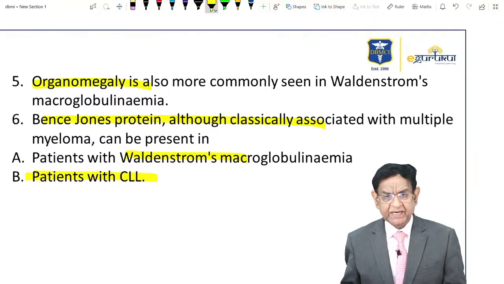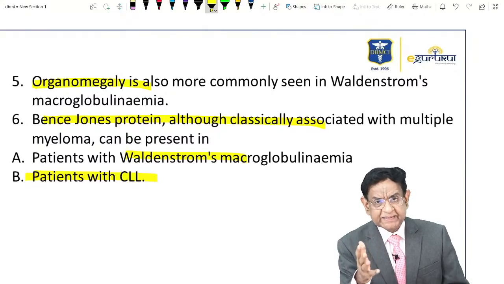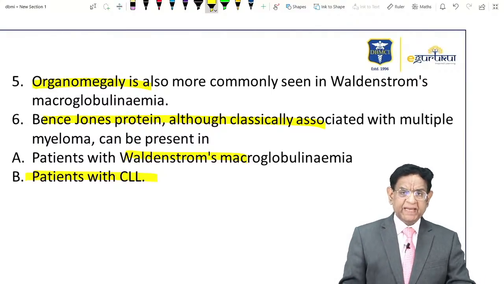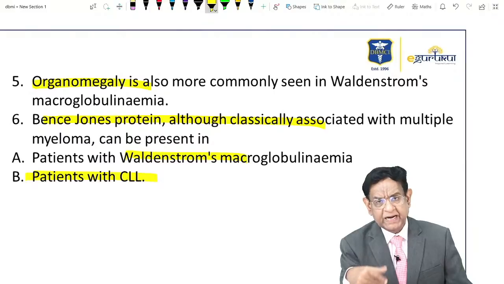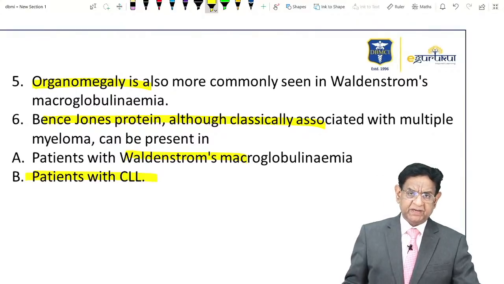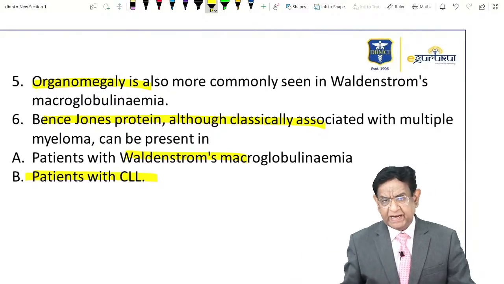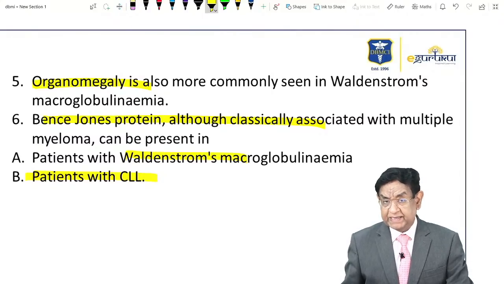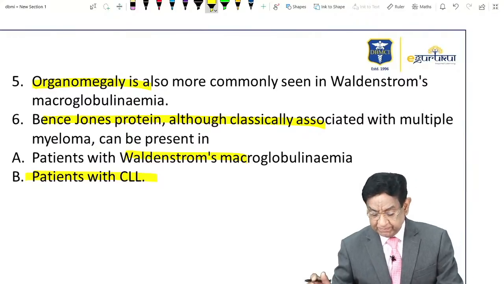So in a nutshell, a quick recap. In multiple myeloma, pain occurs where? Low backache or legs. In Waldenstrom, pain occurs where? Headache. In Waldenstrom, headache occurs due to what? Hyperviscosity syndrome. In multiple myeloma, bony pain occurs due to what reason? Lytic lesion. Bence Jones protein is there in Waldenstrom, multiple myeloma, and chronic lymphocytic leukemia. Remember, organomegaly occurs in Waldenstrom and no organomegaly in multiple myeloma.